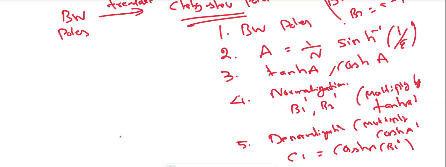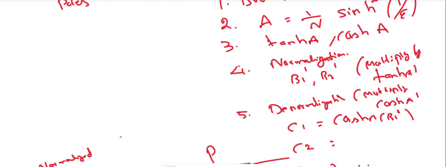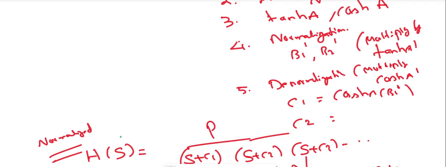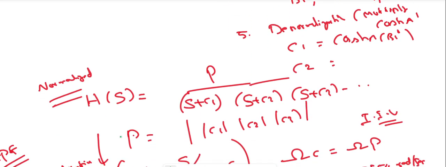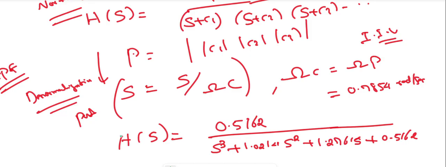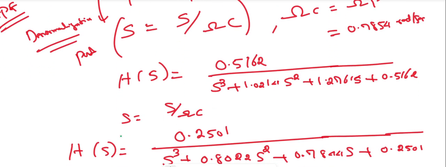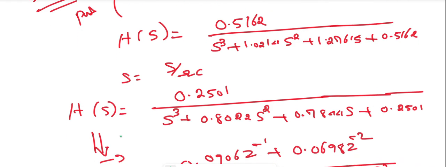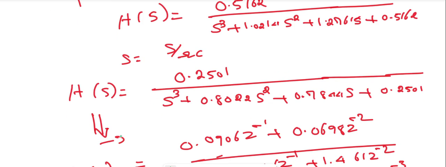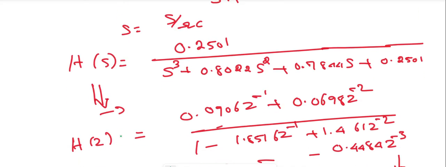Then design parameters A, tan H, cos H to calculate. Then normalization and denormalization of the poles by multiplying tan H and cos H. Then the normalized transfer function to determine. Then denormalization for low pass filter, put S equal to S by omega C. Then the computation results I specified here. You can compute all step by step and cross check whether you got the same results or not.